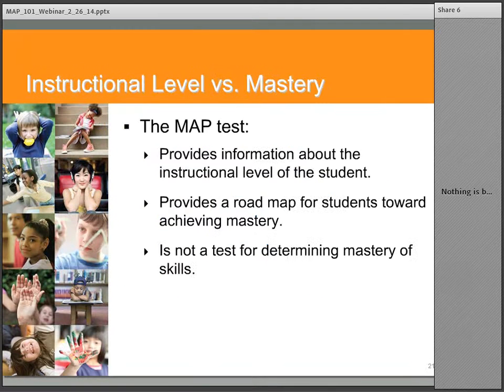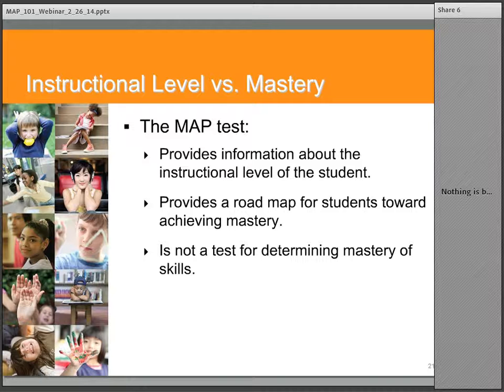All right, let's talk about instructional readiness. Remember when we talked about the Descartes, we talked about the RIT band where the student performs within that. Let's say the student is at a 199.6 on their average, and they're going to be in a RIT band that's from 191 to 200.